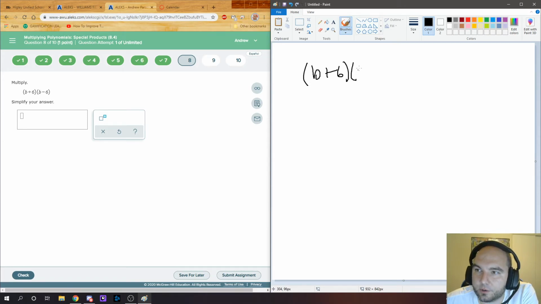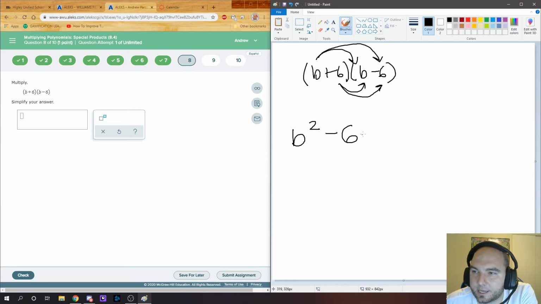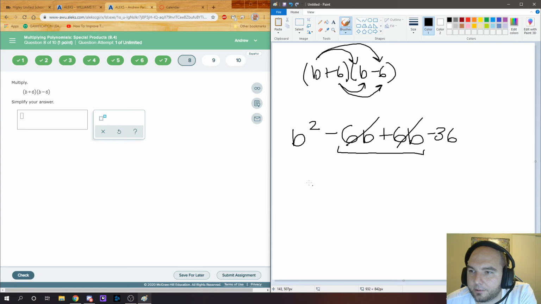And let's say you didn't notice it was a conjugate, and you're just like, all right, I'm going to work this out. First of all, it sucks that this is b's and 6's because they kind of look like the same stuff. But if I were to do it normally, like this was always an option on everything we've done so far, b times b is b squared, b times negative 6 is negative 6b, 6 times b is 6b, and 6 times negative 6 is negative 36. Now when you combine these like terms in the middle though, negative 6b and positive 6b cancel out. So you get b squared minus 36.